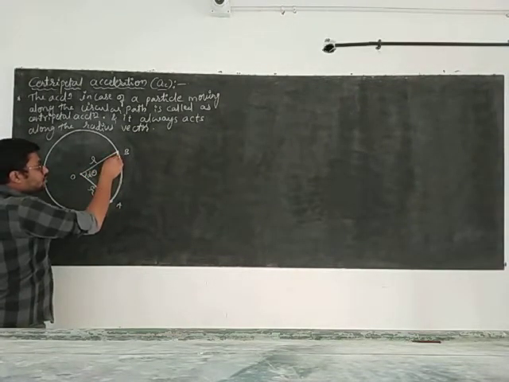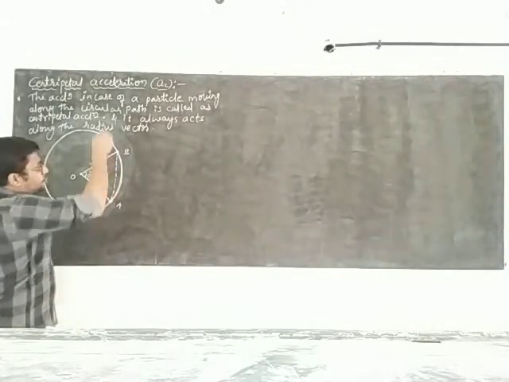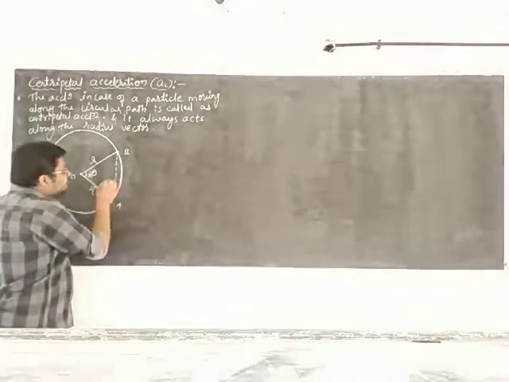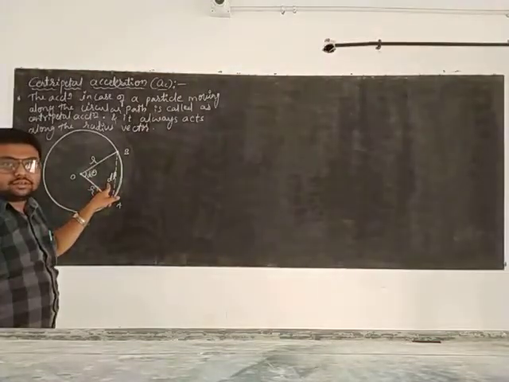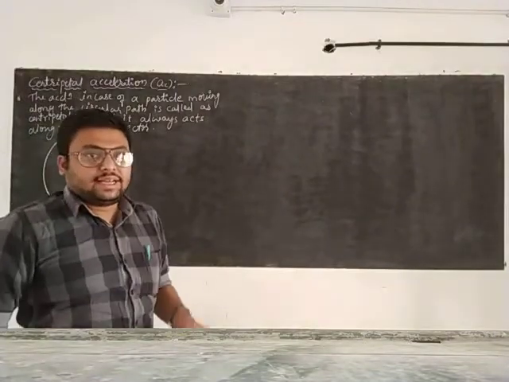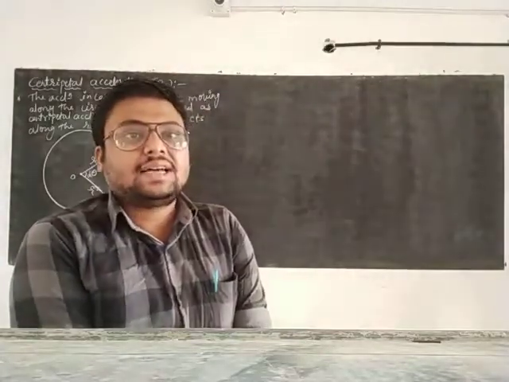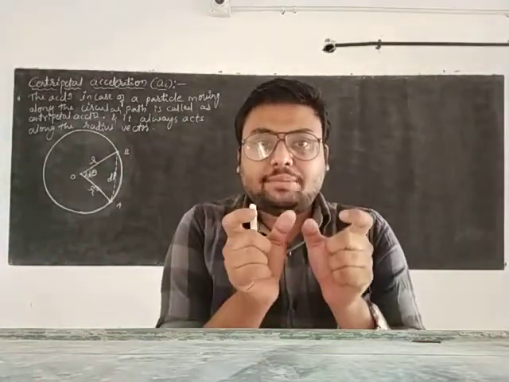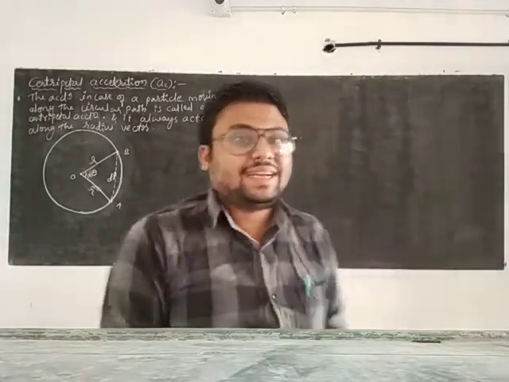Then I draw a dotted straight line from A to B. It indicates the linear displacement, which I will denote as dl. Dl is the linear displacement and d theta is the angular displacement, and both happen in a small time interval dt.